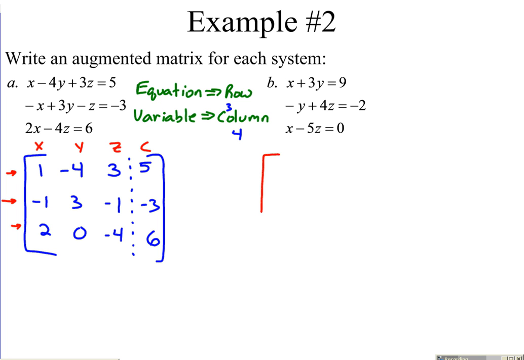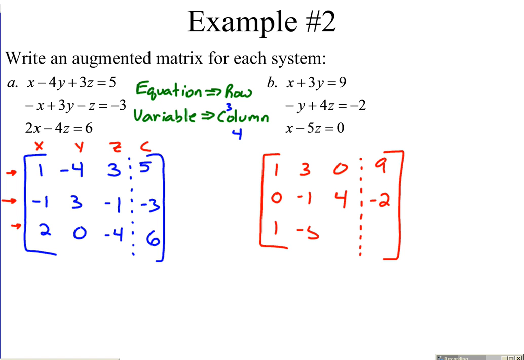Matrix or letter B. First line is the first equation, 1, 3, 0, dotted line for the equal sign and the constant. Next row, equation 2, no x's, -1 y's, 4 z's, and -2 for a constant. And the last row, third equation, 1, 0 for the y's, -5, and 0 for the constant. Those are the augmented matrices for each one of those systems.